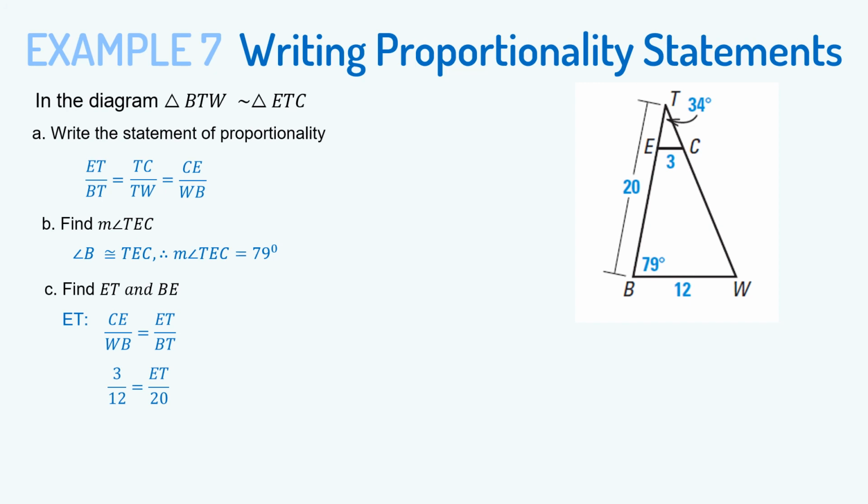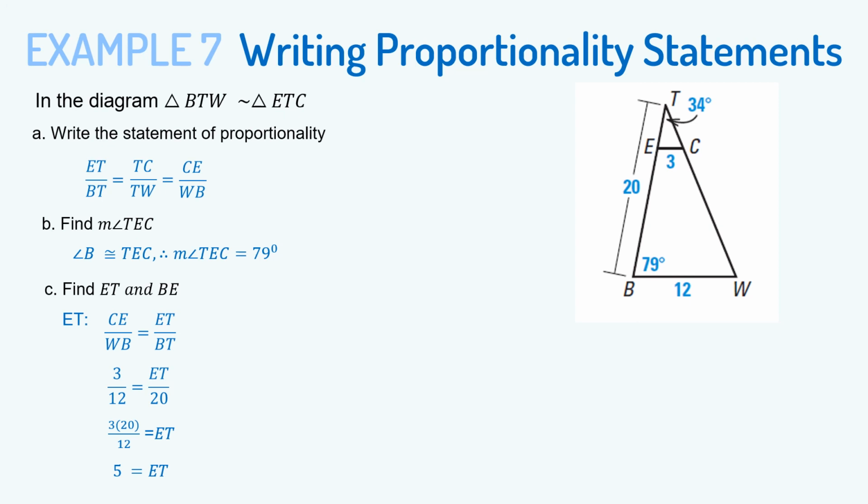So if we replace the values, what we get is the following. CE measures 3 units. WB, which corresponds to EC, measures 12. And the other ratio, ET, that is the value that we need to find, corresponds to TB or BT, and BT is 20. So to solve this, we use cross multiplication, or we just leave ET alone. It passes multiplying the other side. 3 times 20 divided by 12, so the value of ET is 5 units.